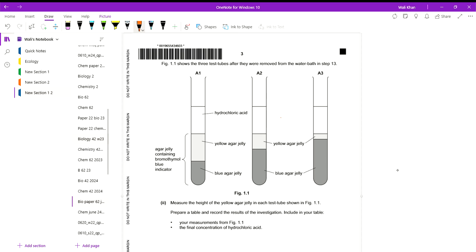Measure the height of the yellow agar jelly in each test tube shown. Prepare a table and record the results of the investigation. Include in your table your measurements from figure 1.1 and the final concentration of hydrochloric acid. So draw a table.